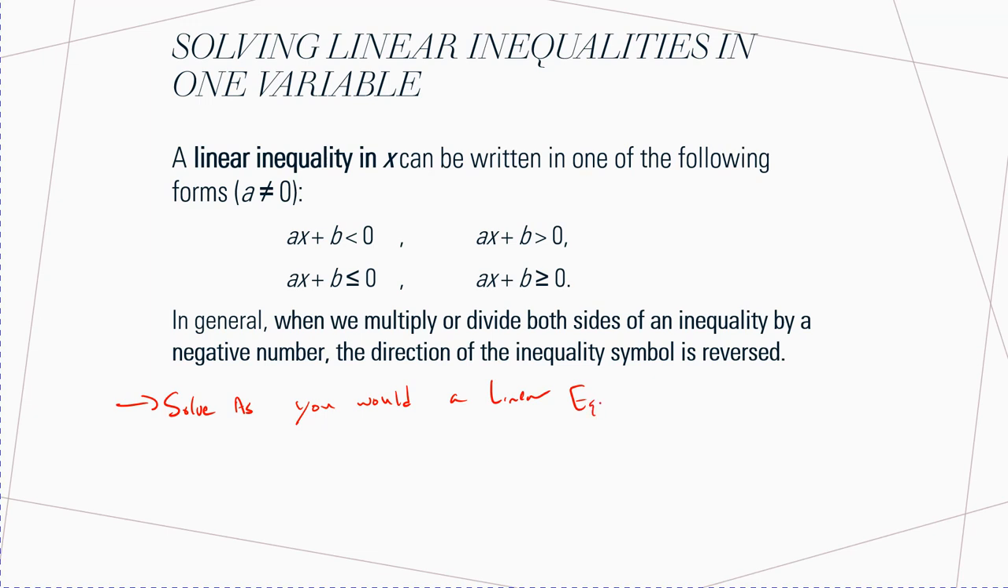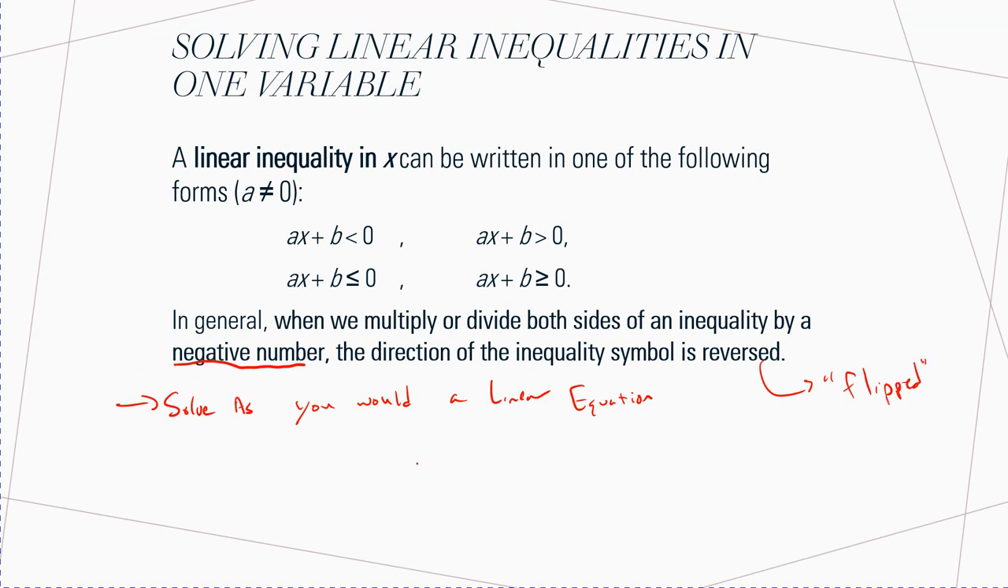But the only thing you have to remember, and I'll do an example of this, is when you multiply or divide both sides of an inequality by a negative number, the direction of the inequality sign is reversed, or you'll hear me say it's flipped. You flip it. Right?